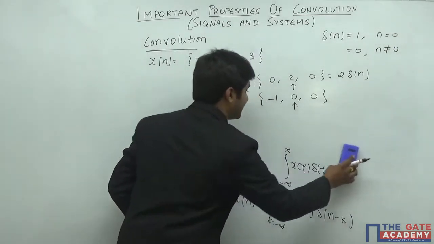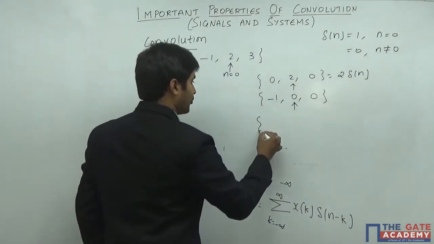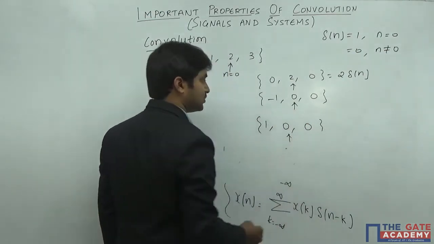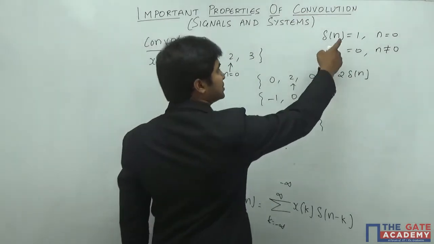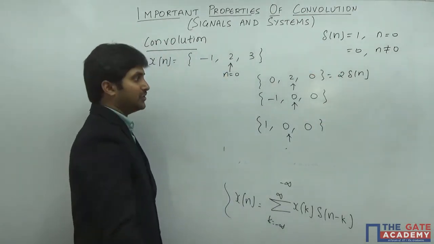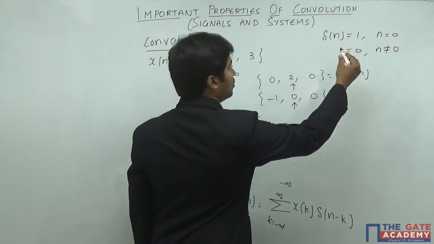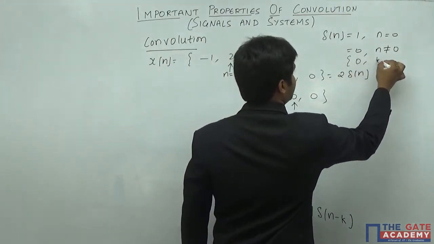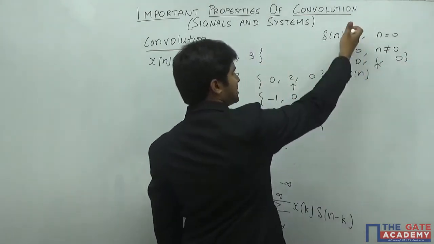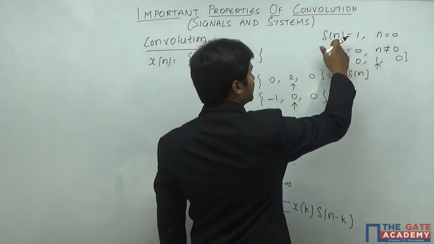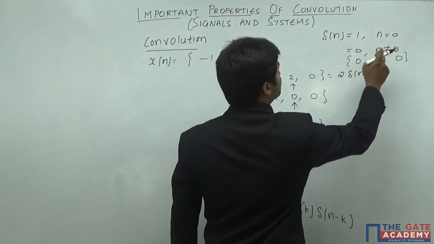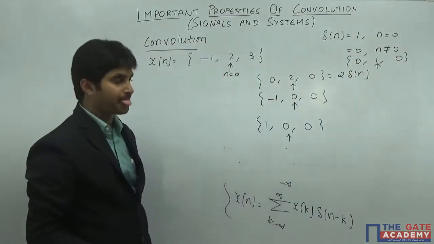Because if I have a signal like 1 comma 0 comma 0 where the arrow is present at 0, this is nothing but the shifted form of the unit impulse. A unit impulse is generally 0, 1, 0 and so on, all zeros. The arrow is present here. That is a representation, right? So here del of n is equal to 1 for n equal to 0 and it is equal to 0 for n not equal to 0.